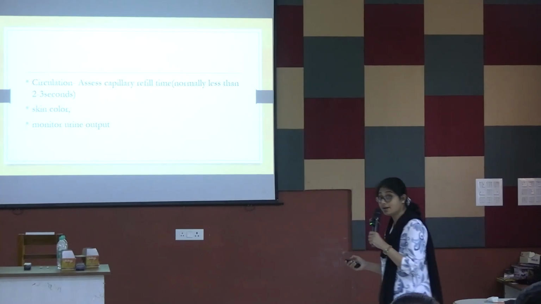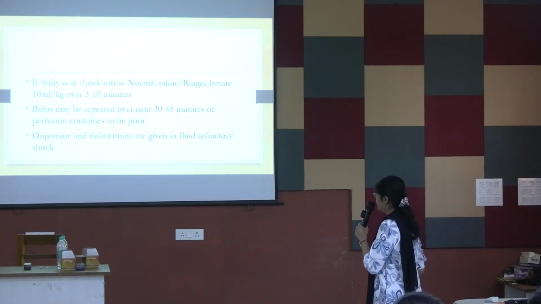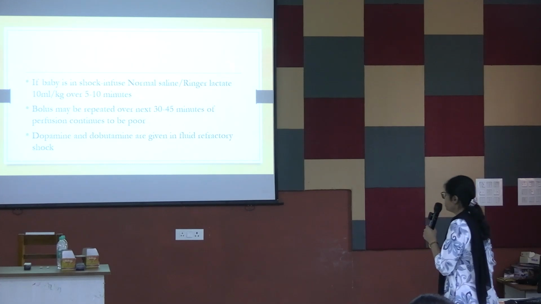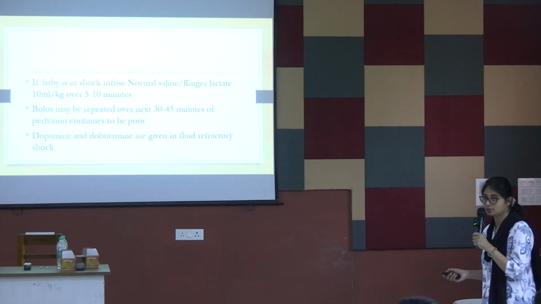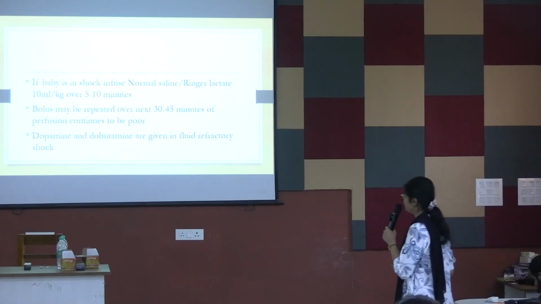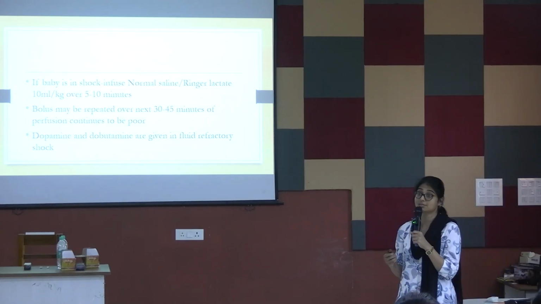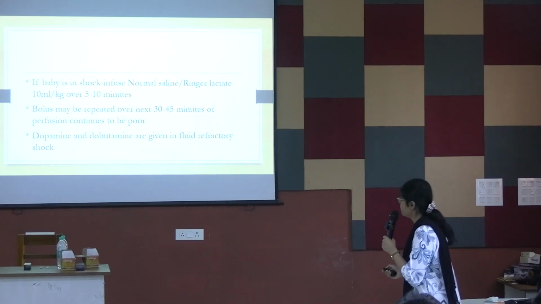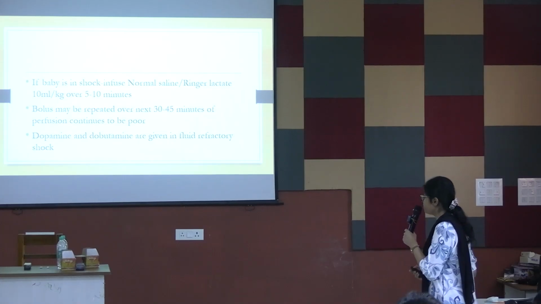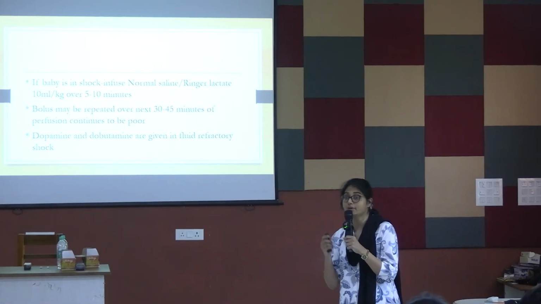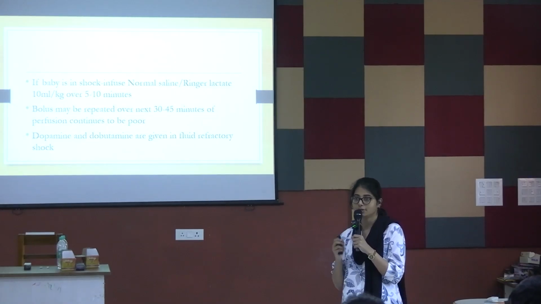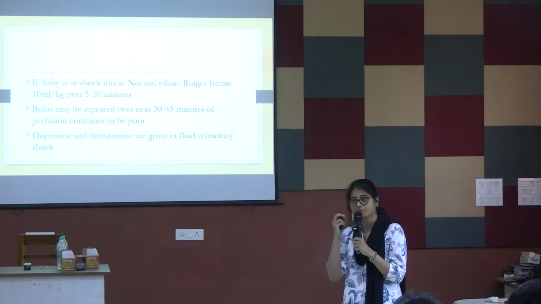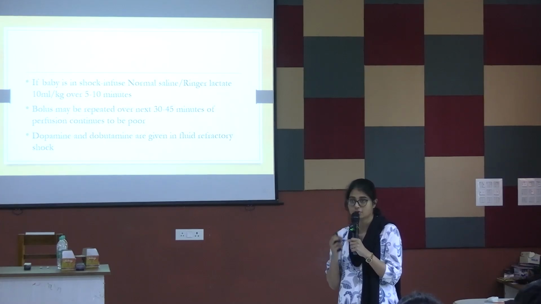We will also assess the skin color and the urine output. If the baby is in shock, you will have to give normal saline or ringer lactate bolus, that is 10 ml per kg over 5 to 10 minutes. The bolus may be repeated over the next 30 to 45 minutes if the baby's perfusion is still poor. Inotropes like dopamine and dobutamine can be given if it is fluid refractory shock. Do you know about inotropes? Dopamine and dobutamine act on the heart, they improve the contractility of the heart, they act on the circulation. In that way, they help in management of shock.